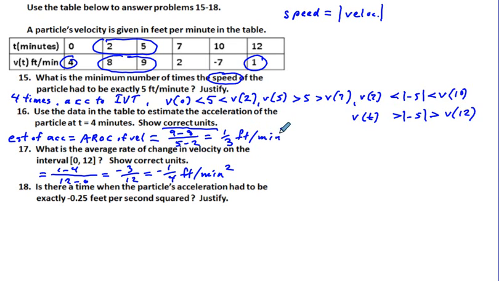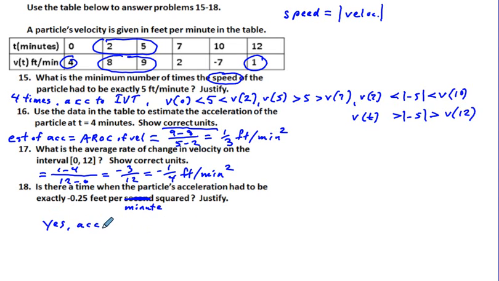And I had a student who did point out in 18, that's going to be minute squared. Is there a time when the particle's acceleration had to be exactly -0.25 feet per minute squared? Yes. And really, if you did problem 17 properly, you would have noticed, I hope, that -0.25 is exactly the same as number 17. And so the answer to this question is yes.